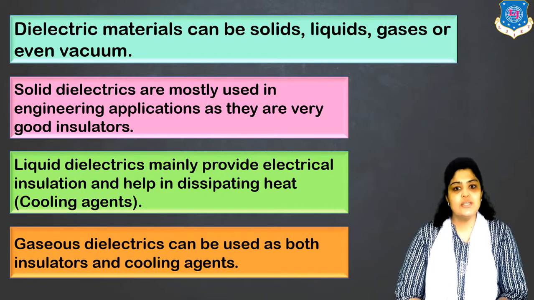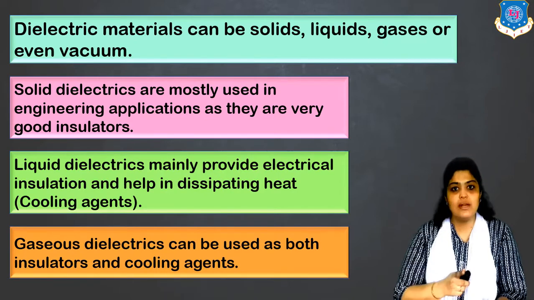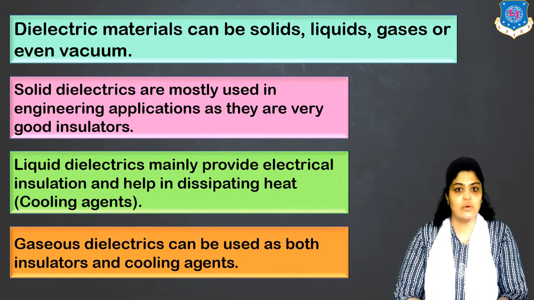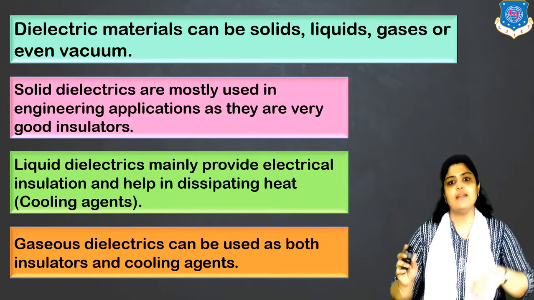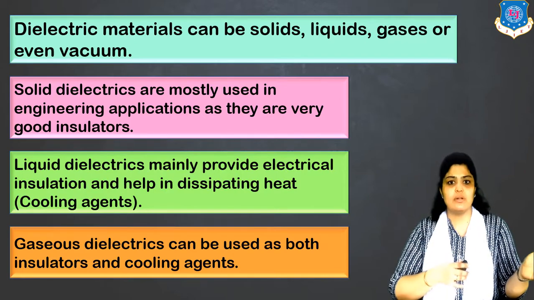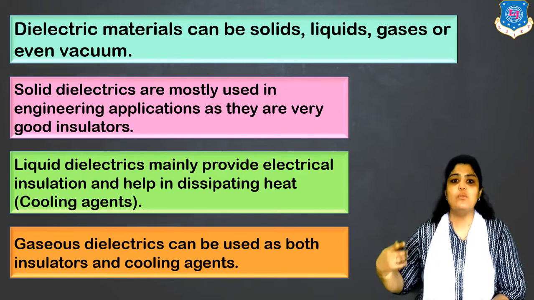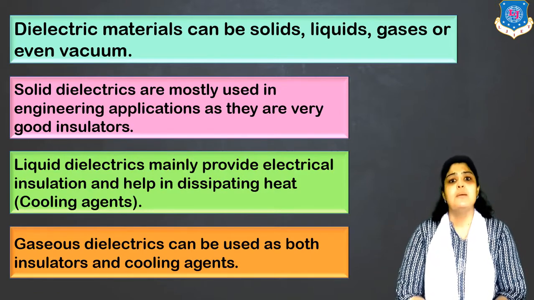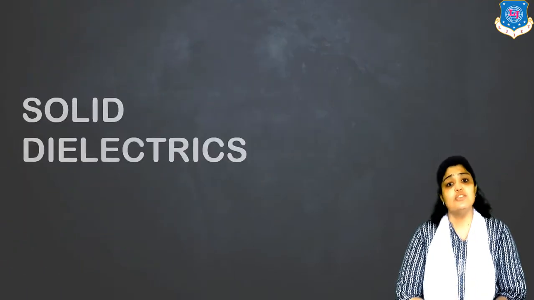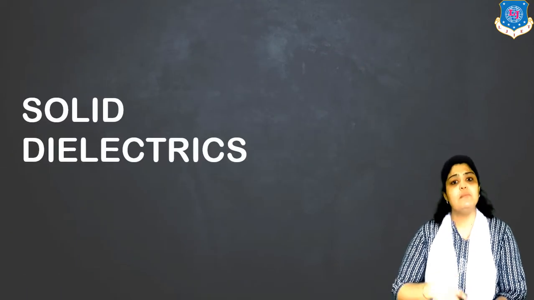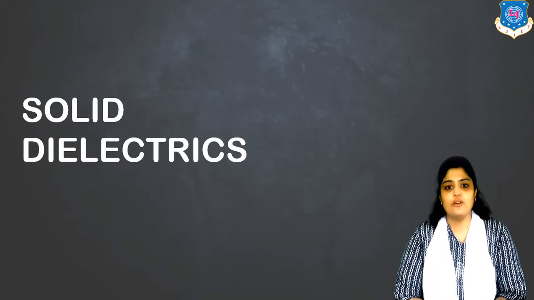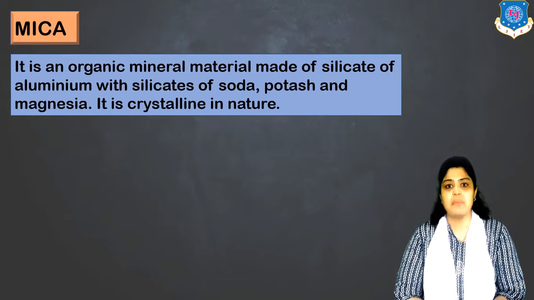And talking about the gaseous dielectrics, they can be used as insulators also and cooling agents also. So this is broadly what the main uses are for solid dielectrics, liquid dielectrics and gaseous dielectrics. Now let us start with solid dielectrics first. I'll be explaining some of the examples of solid dielectrics. I'll start with the first one, that is known as mica.